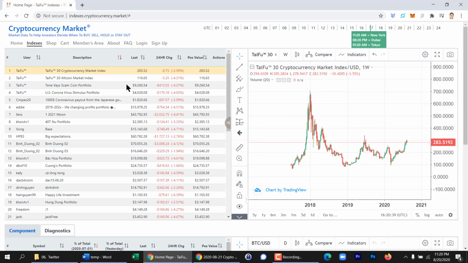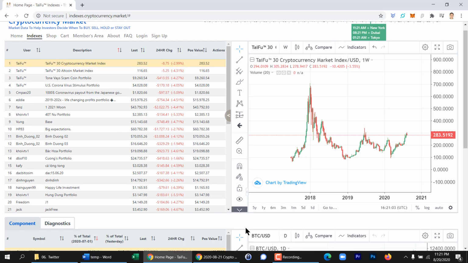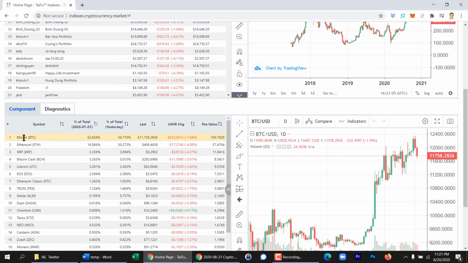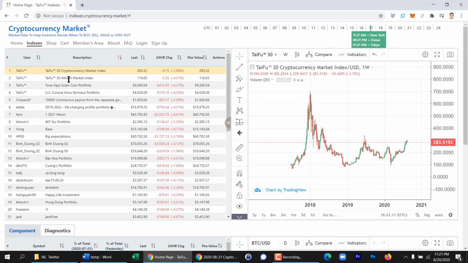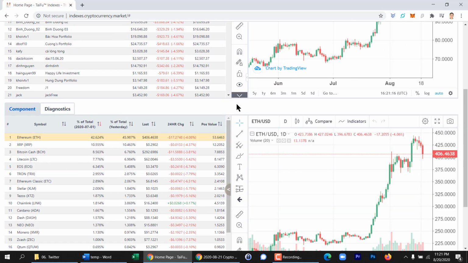Just a reminder, the difference between the TaiFu 30 cryptocurrency market index and the TaiFu 30 altcoin market index is that the altcoin index does not have Bitcoin in it. Leonfu.com, my business partner, likes to use this index, and I like to use this one because I believe that in this upcoming bull market, there's more potential in the altcoins. So here it is. There's Bitcoin right there, which makes up 62% of the portfolio. And if we go to the altcoin market index, there's no Bitcoin in there. It starts with Ethereum.